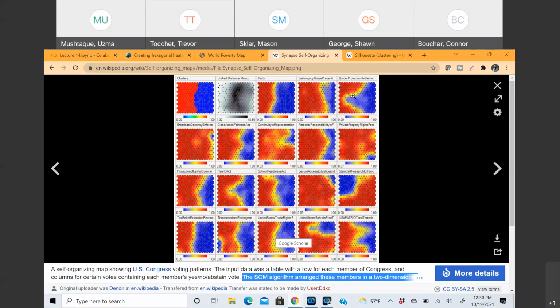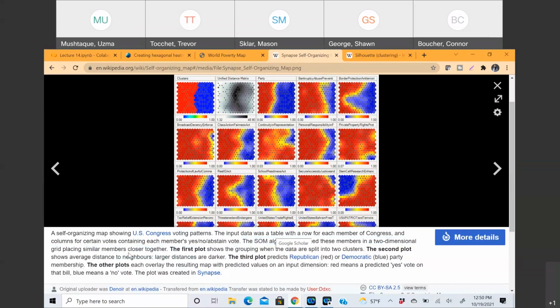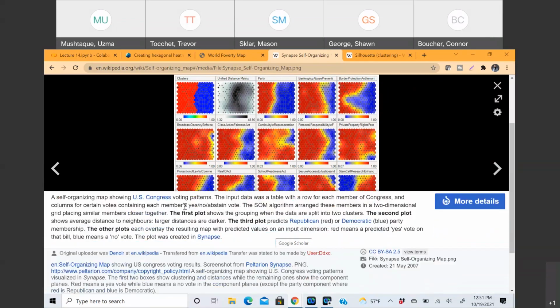And more interestingly, if we look at any of the issues, for example, border protection, anti-terrorism, something, that's what this is saying. This here has clustered together based on their voting outcomes, yes or no. So I think the red ones are the yes and the blue ones are the no's. Let me quickly check that. I think they had it here, right? The input. Yeah, so blue means a no and red means a yes, right?